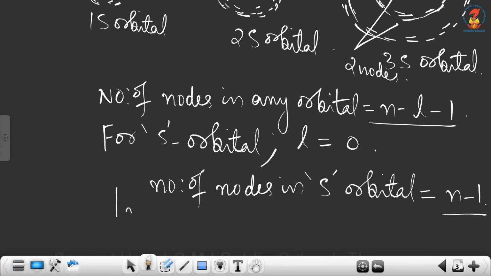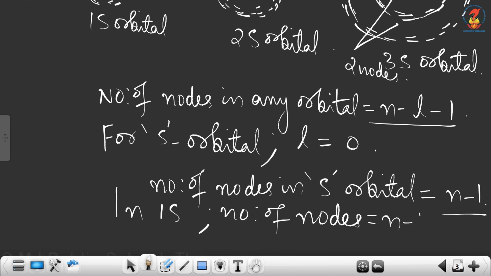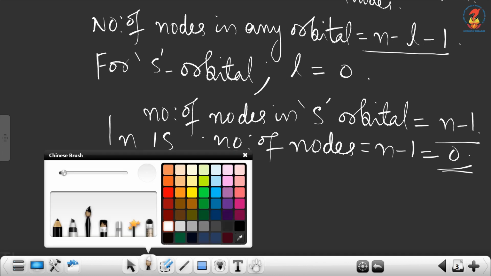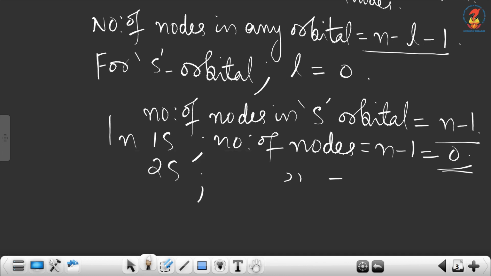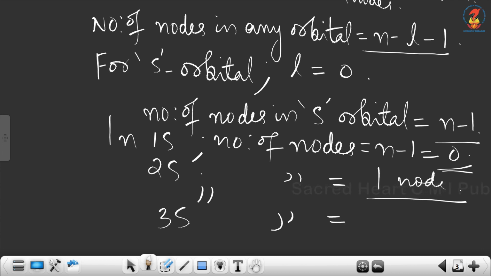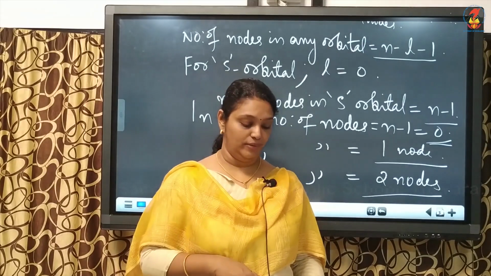So, you know that in 1s orbital, number of nodes is equal to n minus 1, it is equal to 1 minus 1, 0. Now, in 2s orbital, the number of nodes is equal to 2 minus 1, 1 node. In 3s orbital, number of nodes will be equal to 3 minus 1, 2 nodes. So, as n value increases, the number of nodes increases.